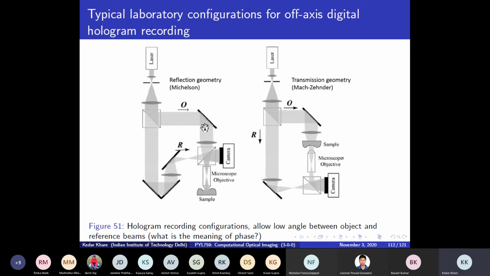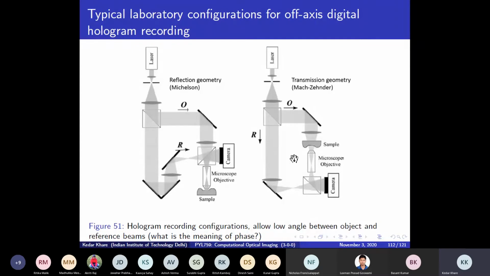The reason why this type of arrangement is preferable is because you can make the angles in this arrangement quite small. The angle between the reference and object beam that I showed you just needs to be about 1 to 2 degrees. That can be adjusted by just tweaking the mirror positions slightly. Another way is to rotate this beam splitter itself slightly, so that allows you to get a small angle between the reference beam and the object beam.